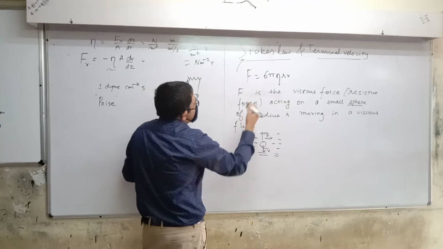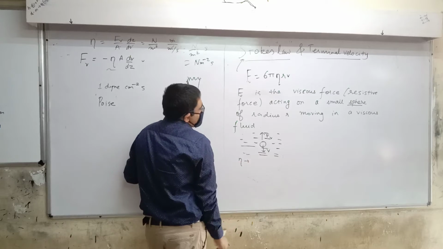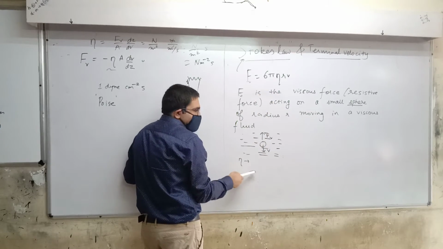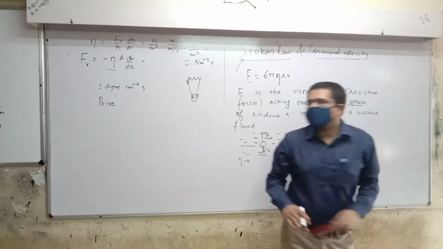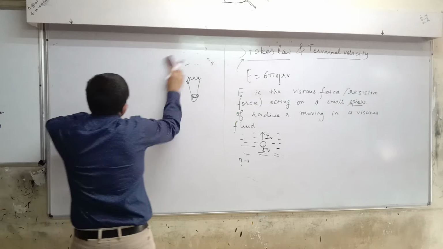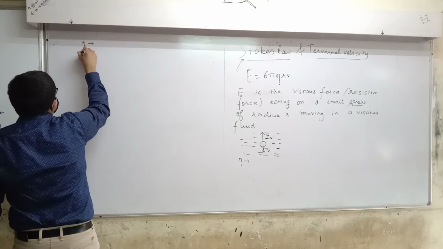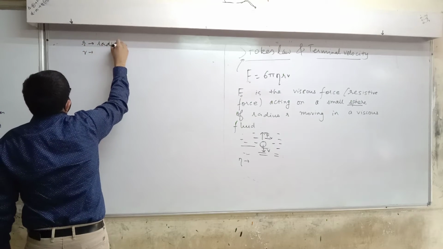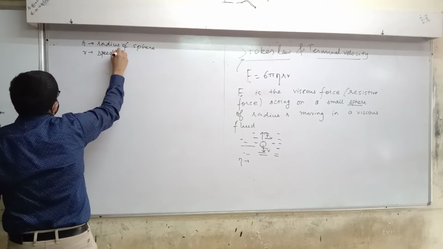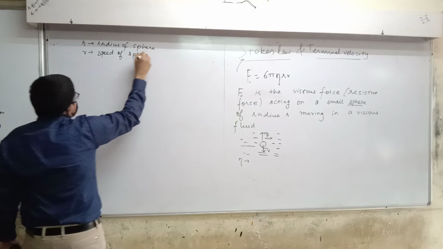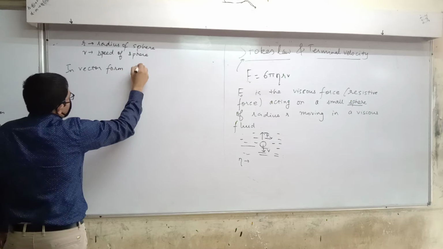This F is that viscous force. You can still write Fp if you want, no problem. Okay. Eta. What is eta? Coefficient of viscosity of the fluid, right? Eta is the coefficient of viscosity of the fluid. R for the radius of the sphere. And V for the speed of the sphere. And alternatively you can write it in vector form also, and that is as follows.